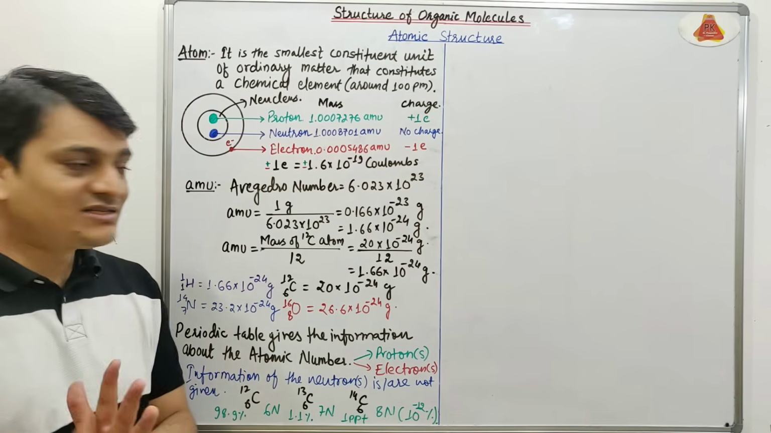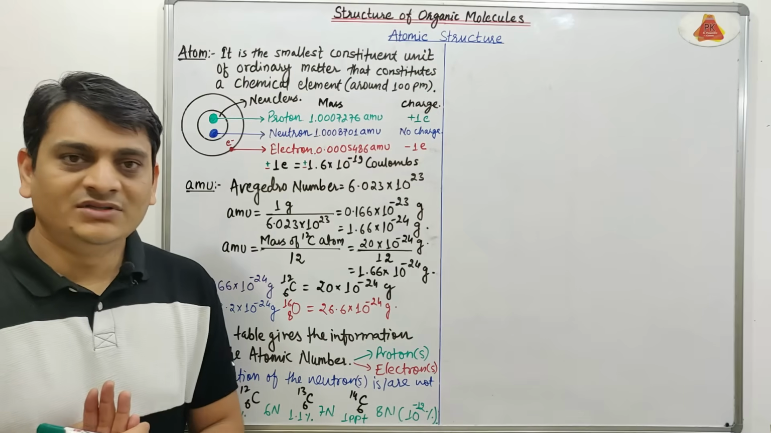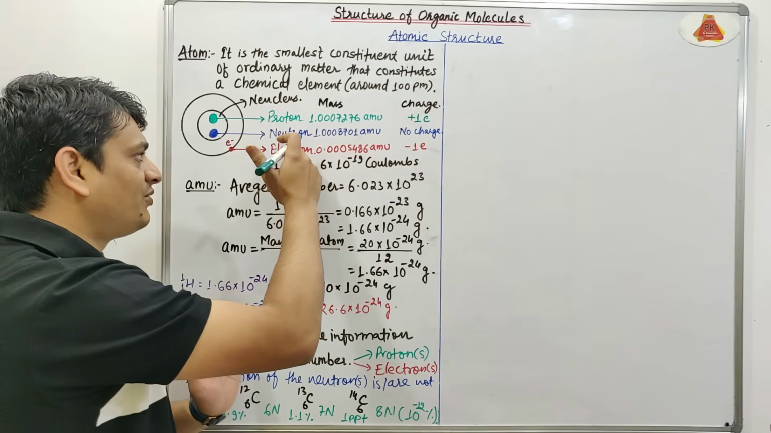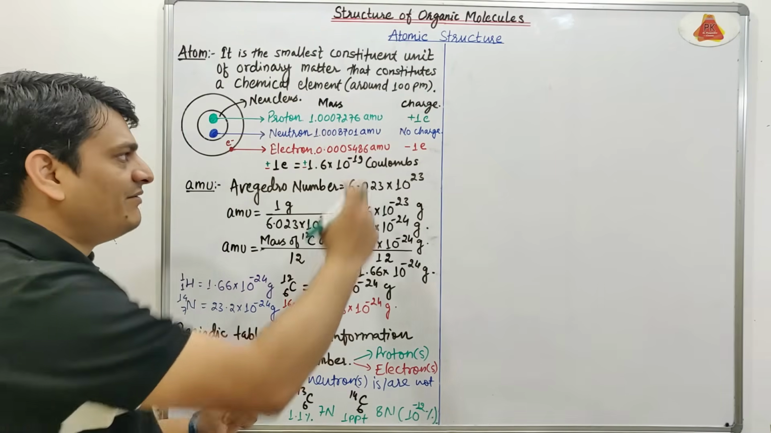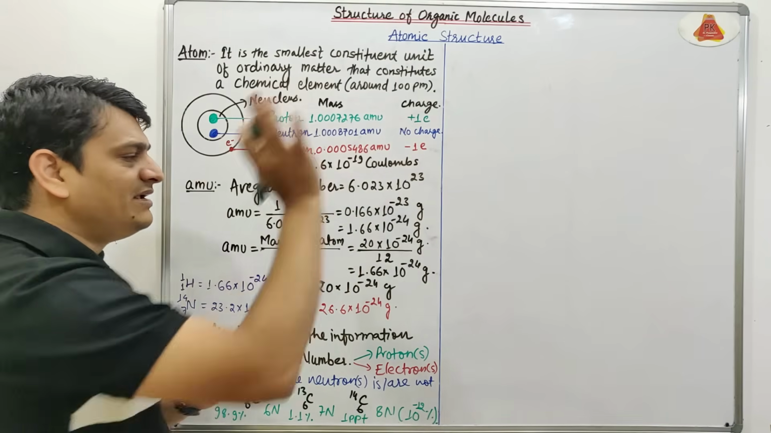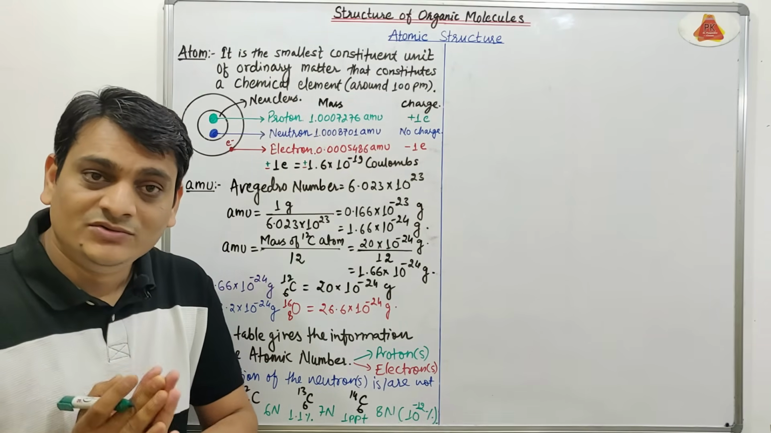So this is the detail about the mass of the atom. Now coming to the charge, especially for proton and neutron. Why is the proton having +1 charge and why is the neutron having no charge? So coming to that detail.